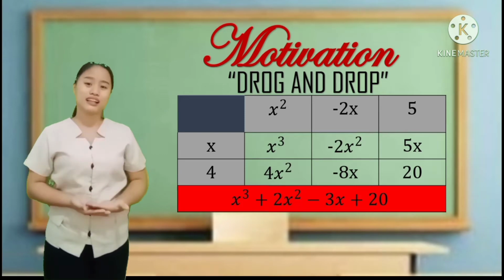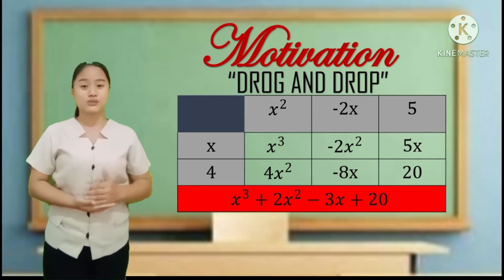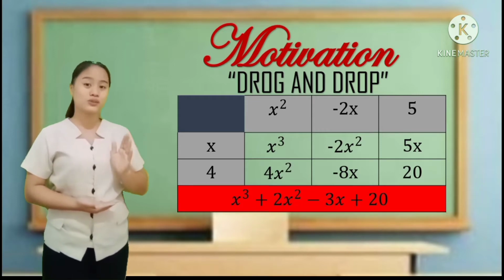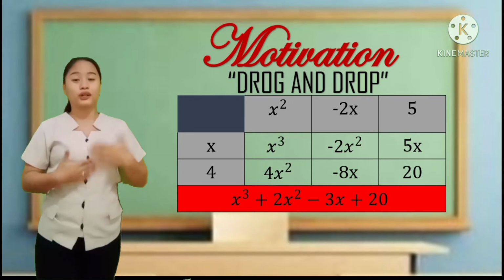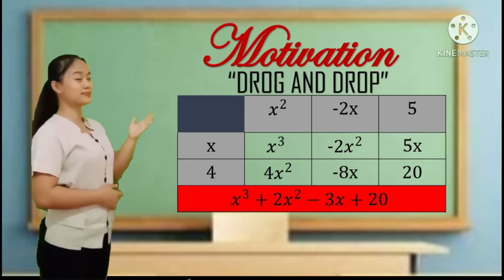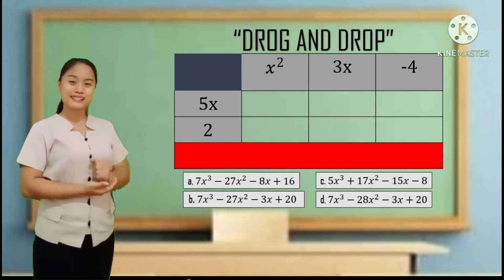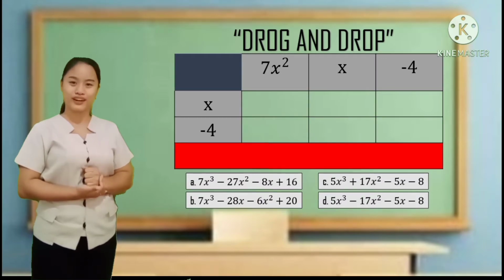It's not a big deal class if you encounter difficulties in multiplying polynomials. Just raise your hand, ask me what to do, and I will tell you what to do. Okay class? For group 1, I want you to do a drag and drop of x minus 4 multiplied by 7x squared plus x minus 4.